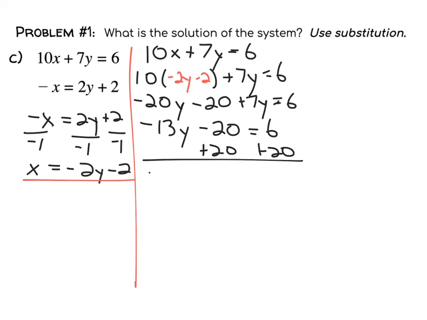Now, negative 13y equals 26. And of course, we're always dividing by the number in front of the variable, the coefficient of the variable. And please see the negative as well. I hear people all the time telling me, divide both sides by 13. That is not 13. That is negative 13, and they are different numbers.